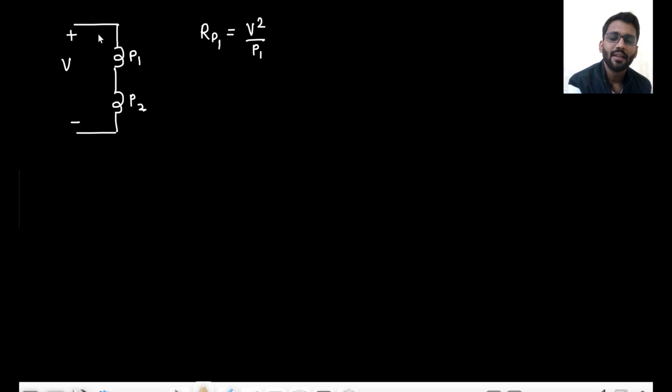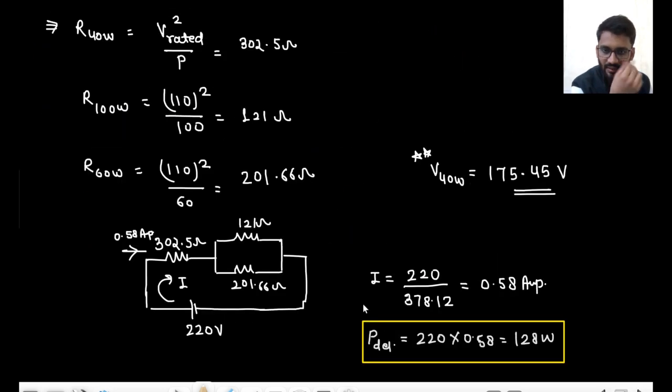Now you might say that here I will not have V volt. That's fine. But what is the resistance? Resistance is a fixed quantity. It doesn't depend on the voltage that you are having. Like in the previous case, what was the voltage I was having here? The voltage was 175.45 volt. But my resistance was not depending on this voltage. The 40 watt resistance doesn't depend on the voltage that I am finally having.